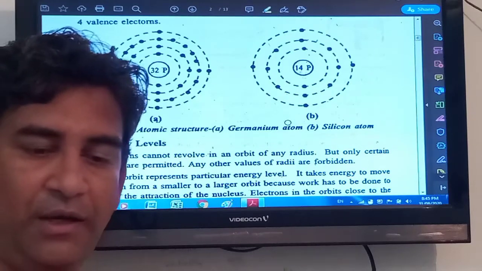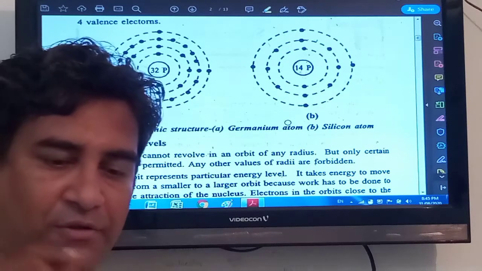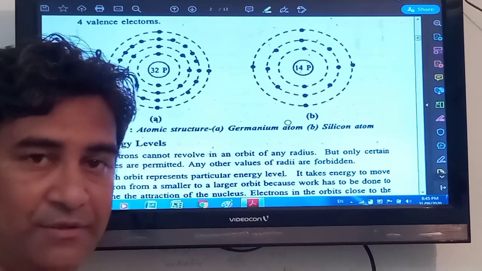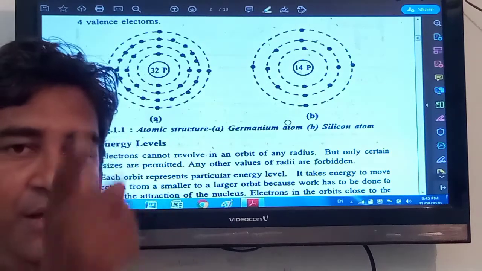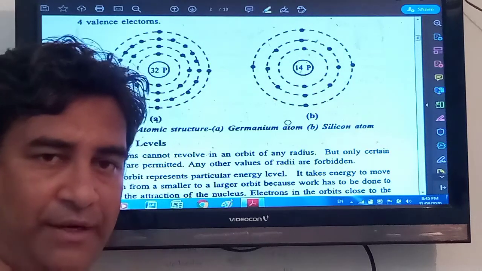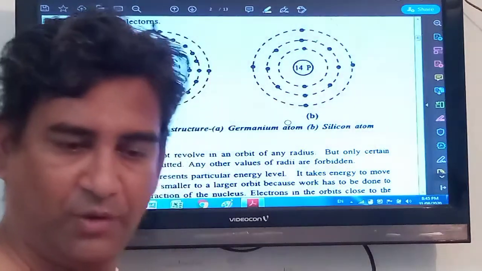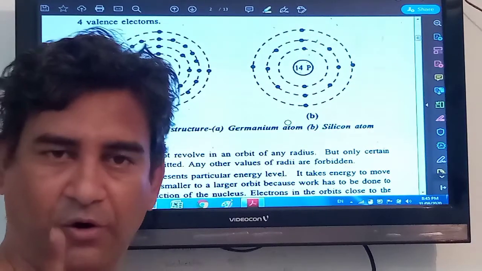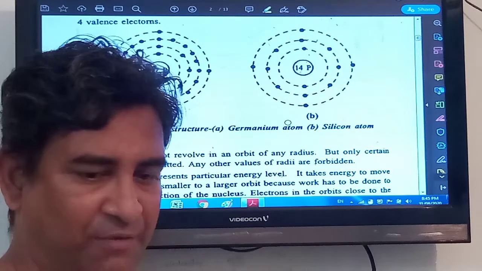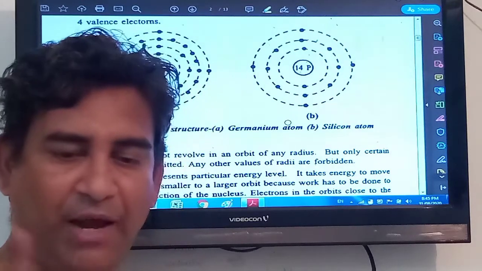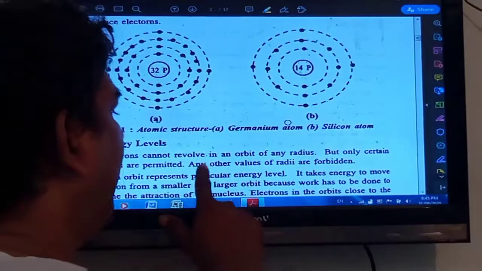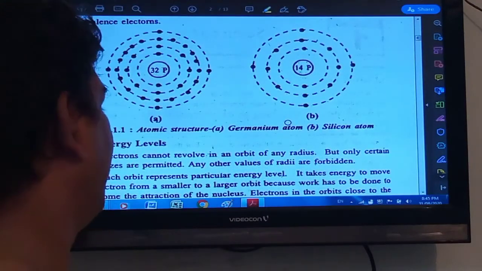As you know, electrons can revolve in an orbit of any radius. But only certain orbit sizes are permitted. Not all orbits, only certain orbit sizes are permitted. Any other value of the radius is forbidden.